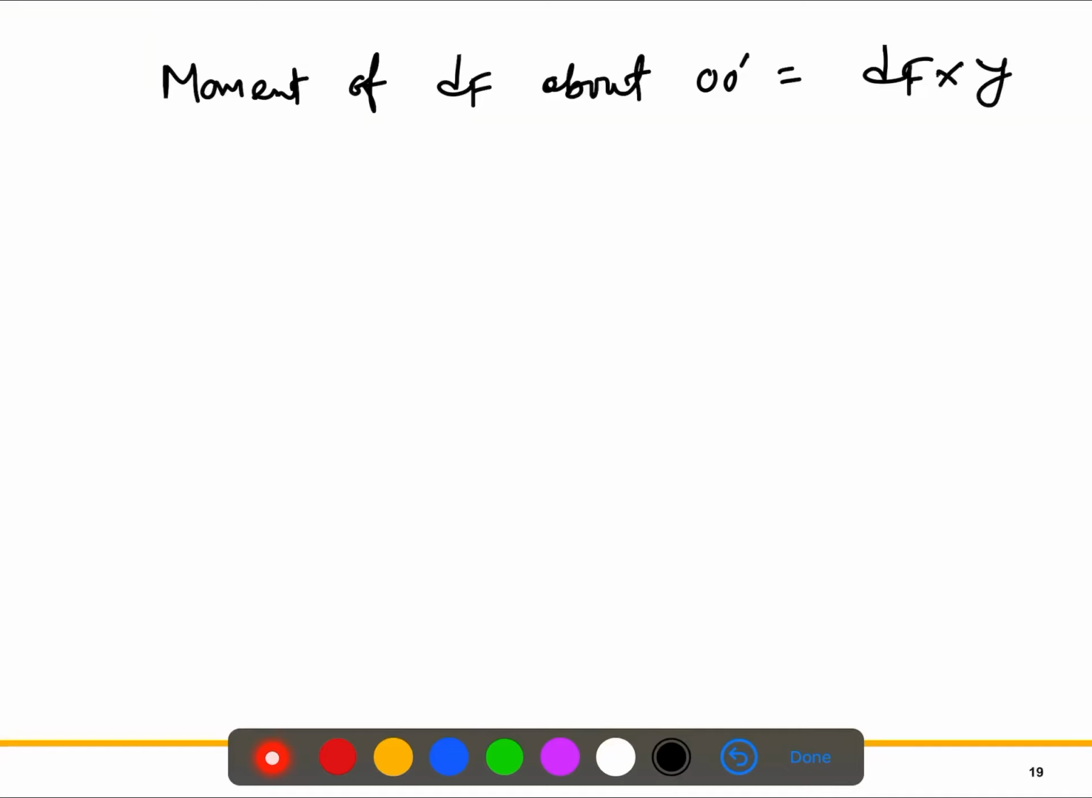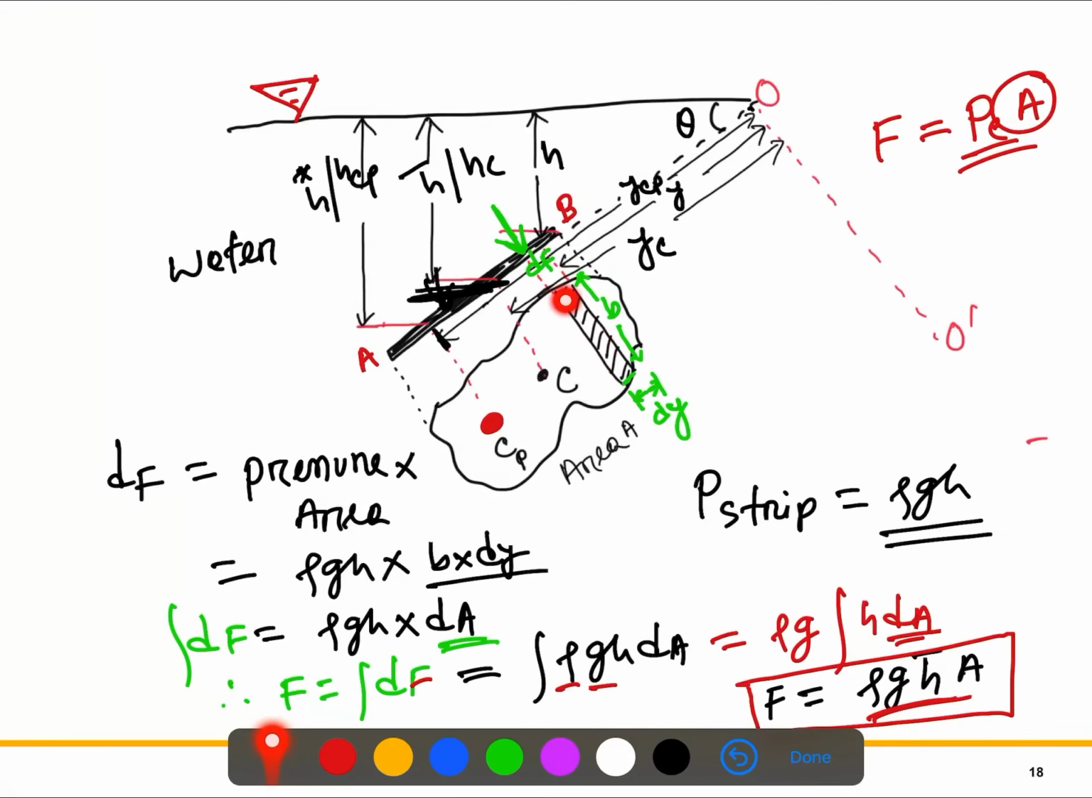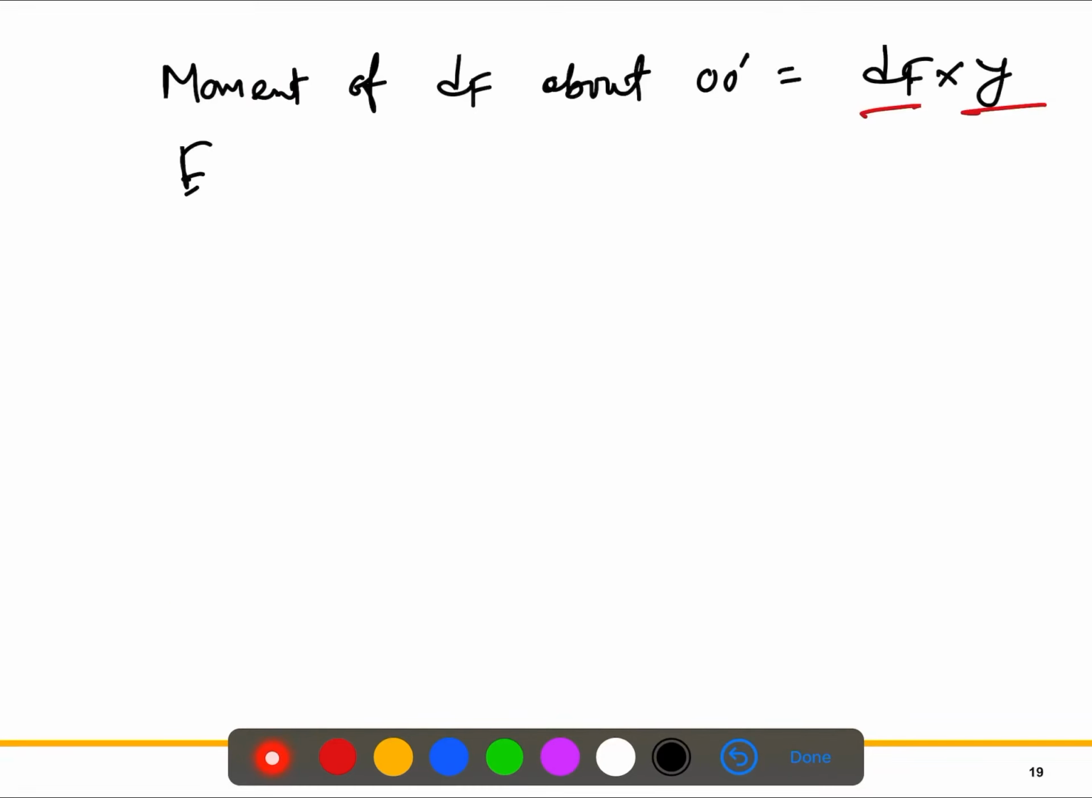So I can just write it down here. Let's say the moment of dF about O dash. This is the force and the perpendicular distance. So it is dF into y. Now this is for this strip. If we want to get it for the entire surface, what do we need to do? We need to do the integrations.